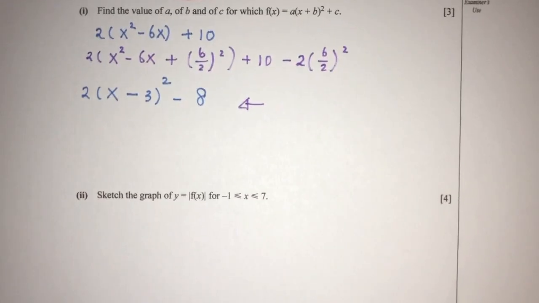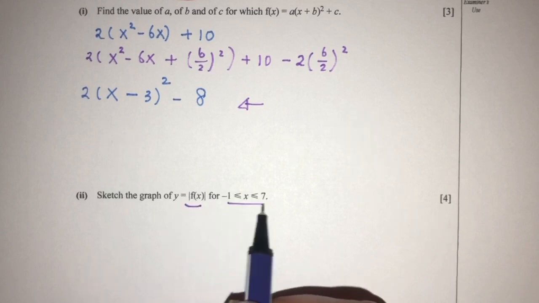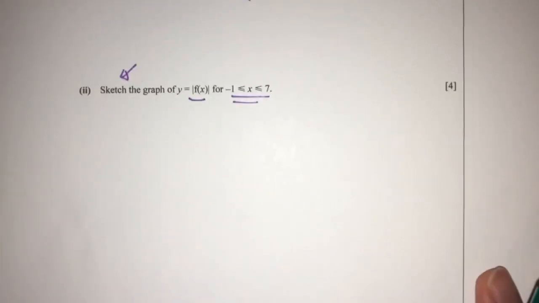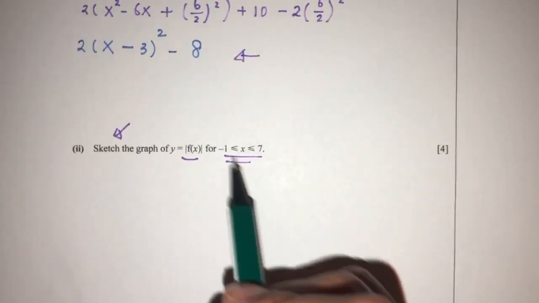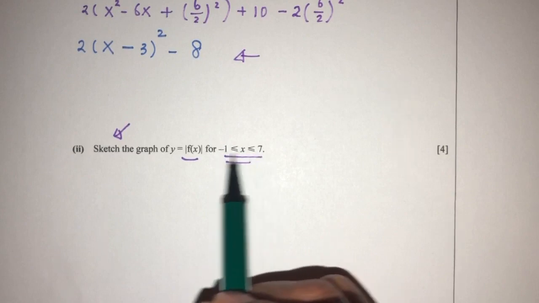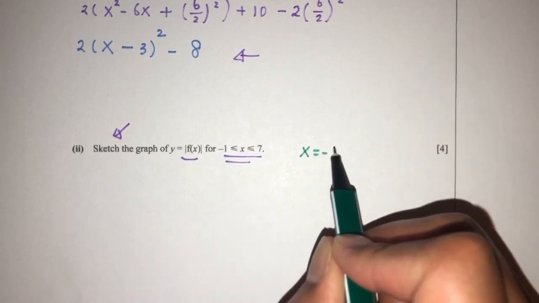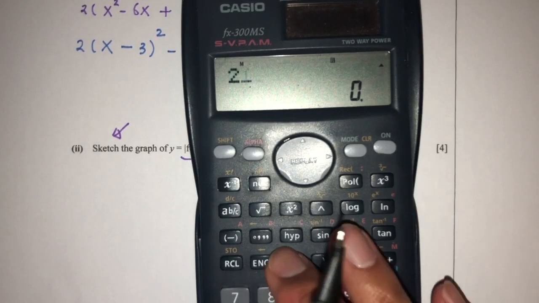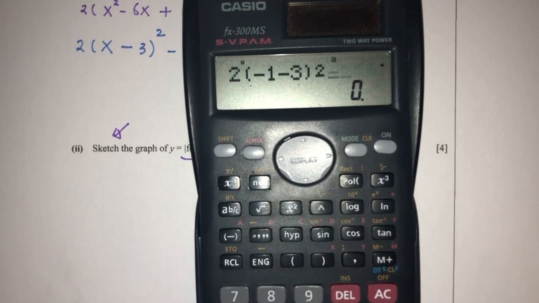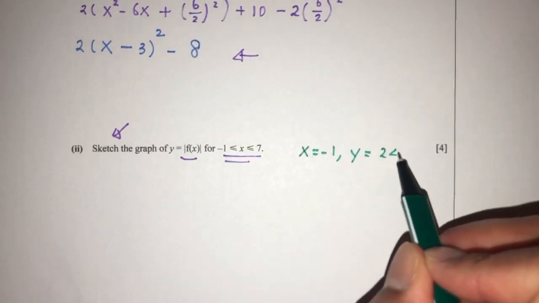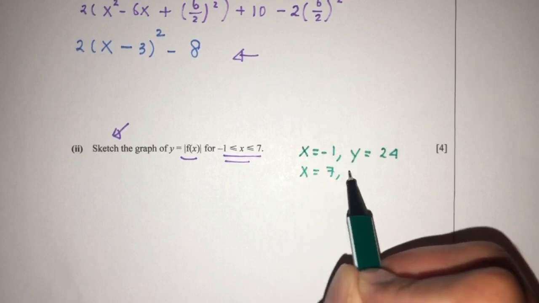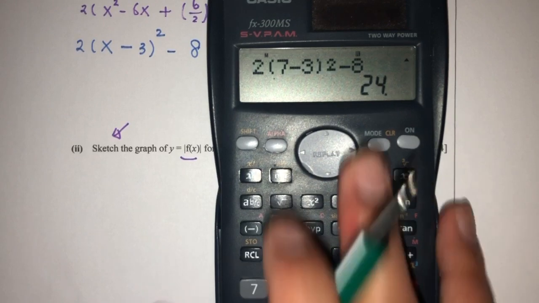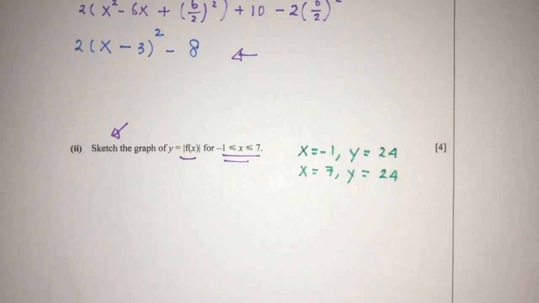Good to know. Now for part 2, sketch the graph of this, between this and this. Here we have to only sketch, so basically it doesn't need to be exact. We just need to show an idea of how the graph looks like. Now, because we have a domain, we have to find the corresponding values of y at these 2 points. When x equal to minus 1, what is the value of y, which is f of x? We place here, you have 2 times minus 1 minus 3 square minus 8. That will be 24. Now when x equal to 7, that will be what? 2 times 7 minus 3 square minus 8. That will be 24 as well. So that is good to know.